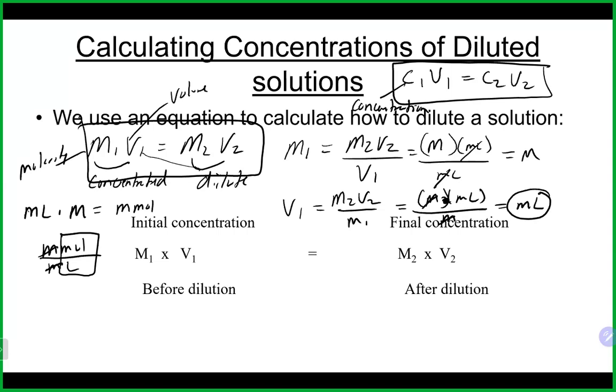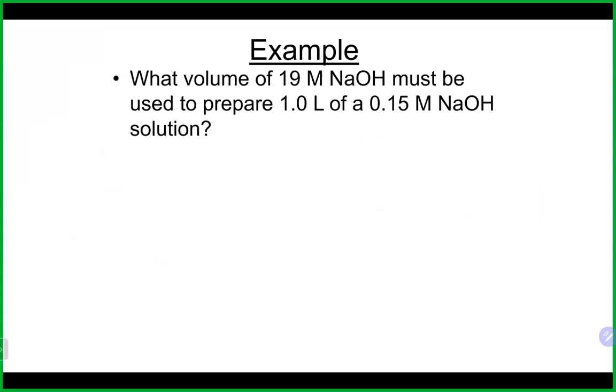You can use other concentrations in there as long as both concentrations are obviously the same type on both sides. Also, the volumes have to be in the same units on both sides. You can't have one in liters and one in milliliters because it won't work, so they have to be the same on both sides so everything cancels out correctly. Any questions on that? All right, let's take a look at this one here.